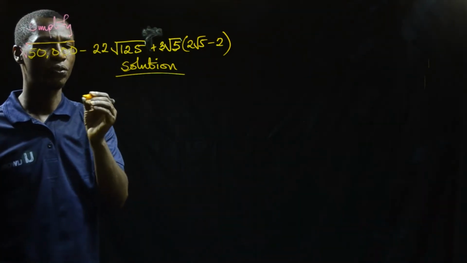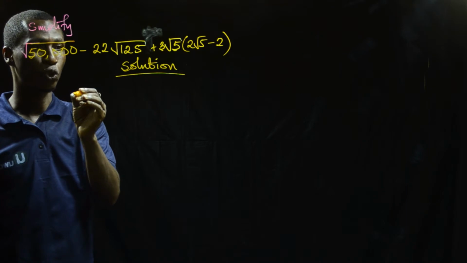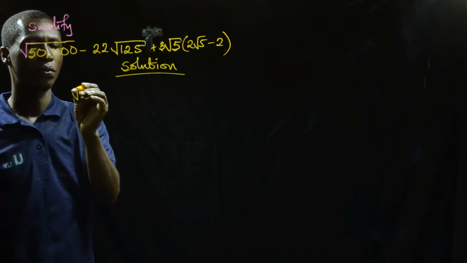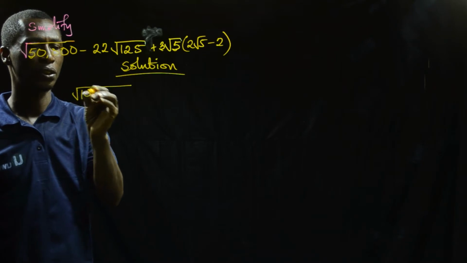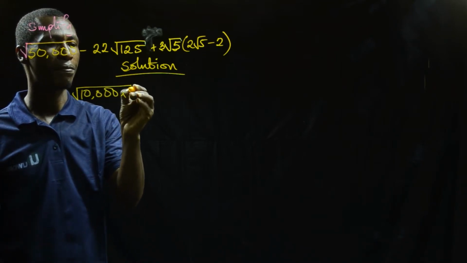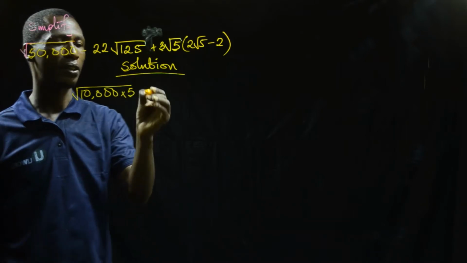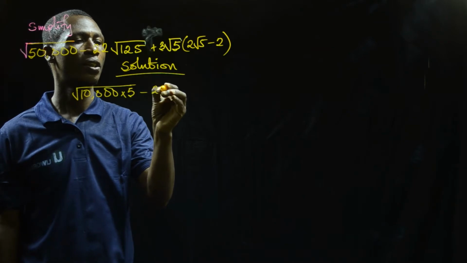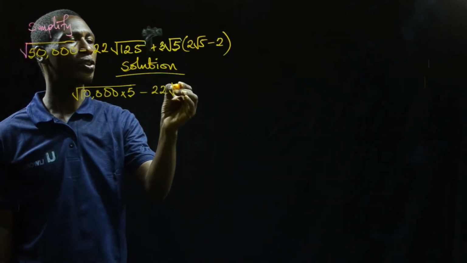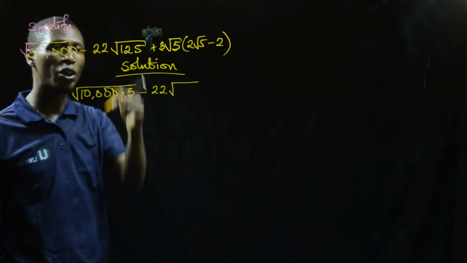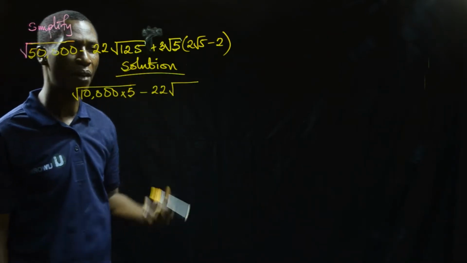So out of the 50,000, I'm going to get root of 10,000 times 5, minus the 22 will be here. Then I'll reduce the 125. I find two numbers which I multiply to get 125, where one is a perfect square.